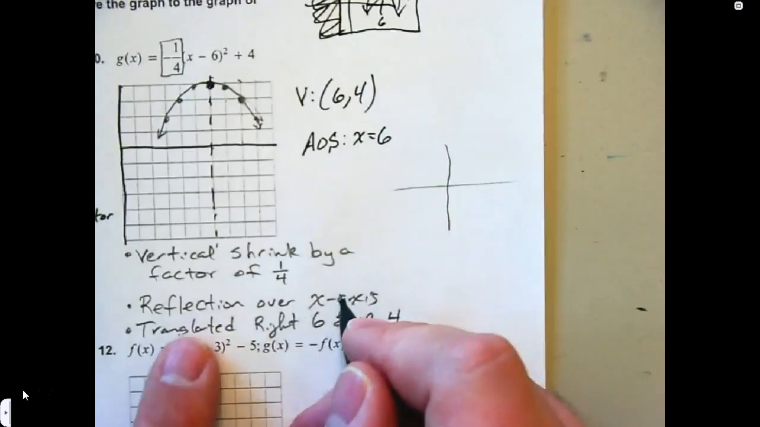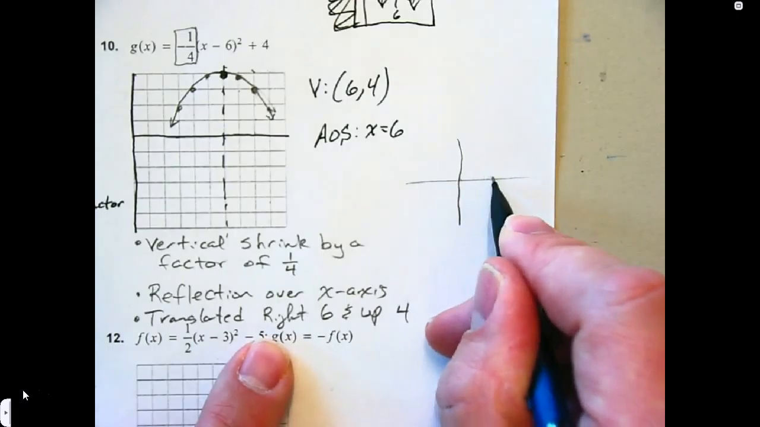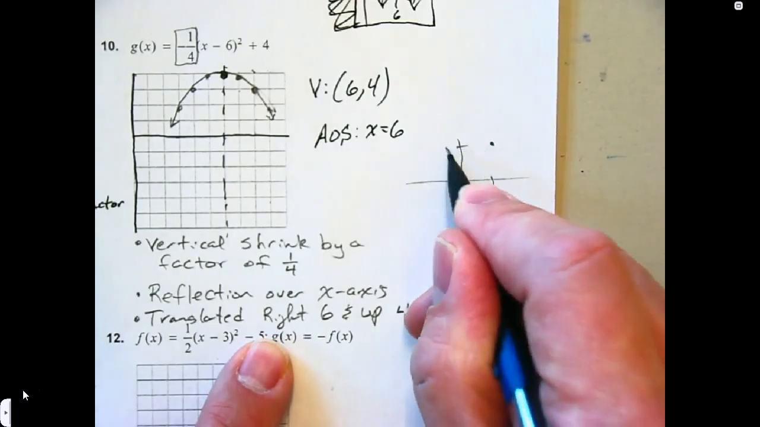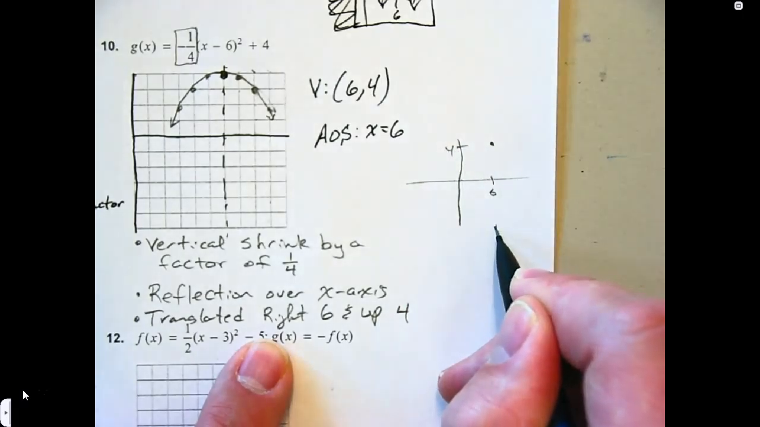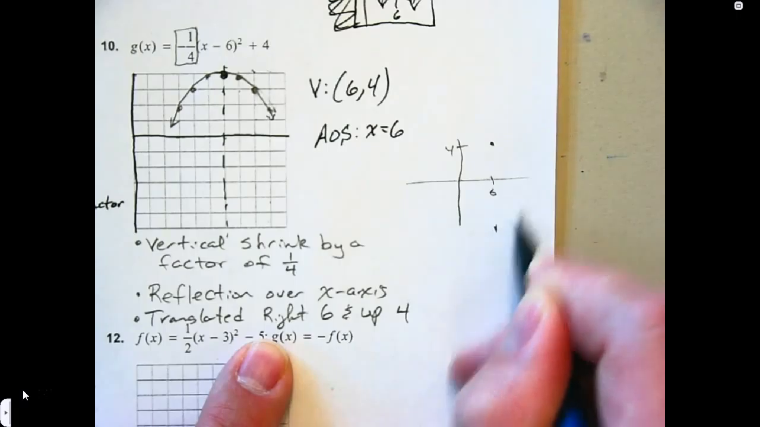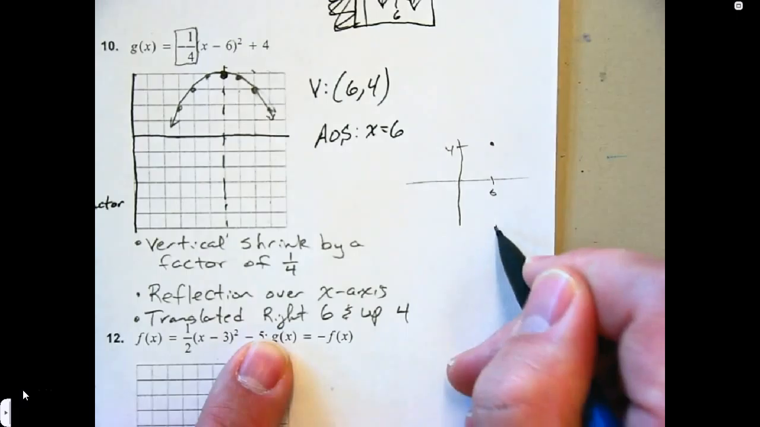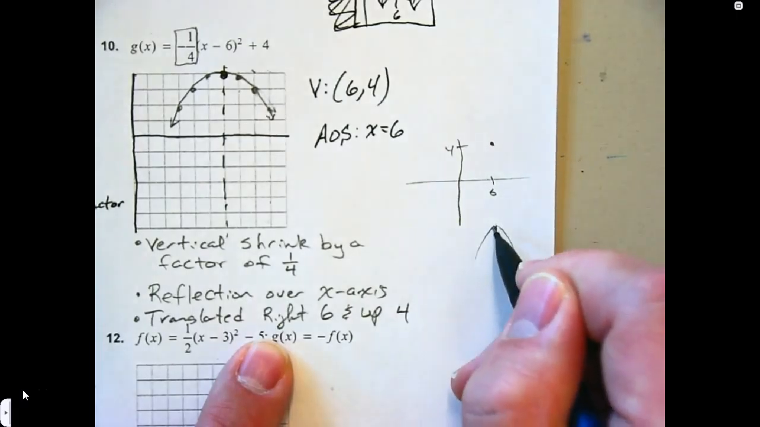If I choose to translate first, move it 6, and then up 4, and then reflect it, that brings my vertex down here. Everyone clear on that? And then you're opening upwards. Okay? Or actually, you're still opening downwards, I guess. But it's still down here.